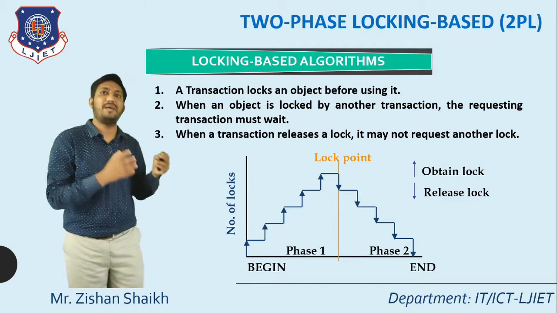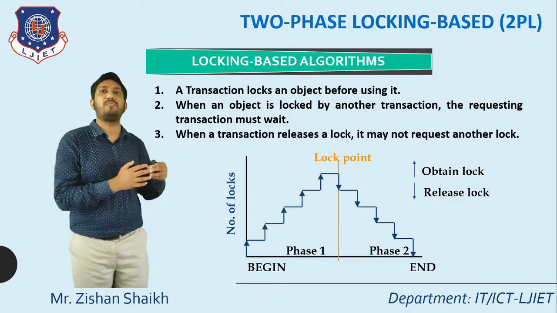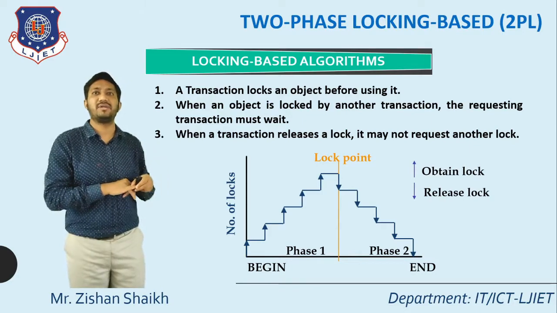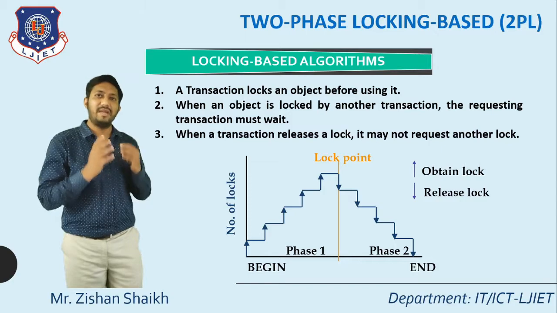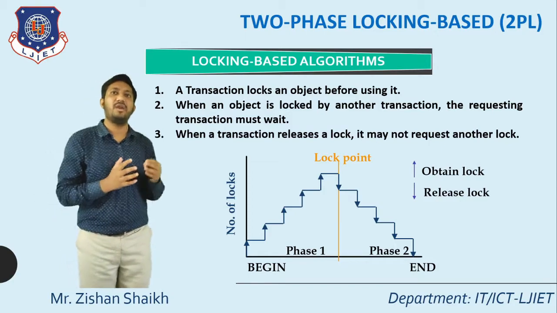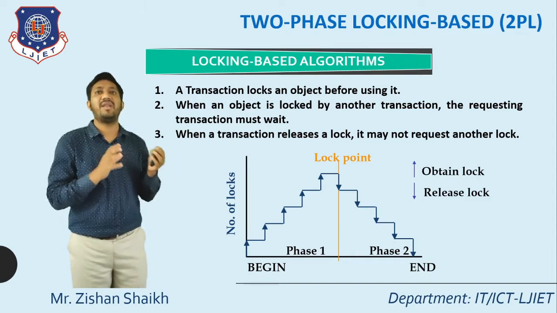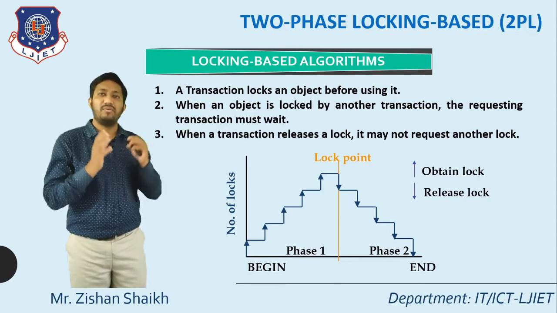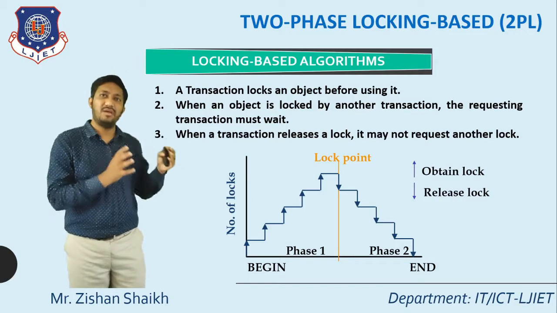If the same transaction is requesting another data item, the same procedure will be performed by the scheduler or lock manager, and then it receives the data. So what happens here? If the same transaction is acquiring locks on multiple data items, then another transaction will have to wait until the locks already acquired by that particular transaction are released.